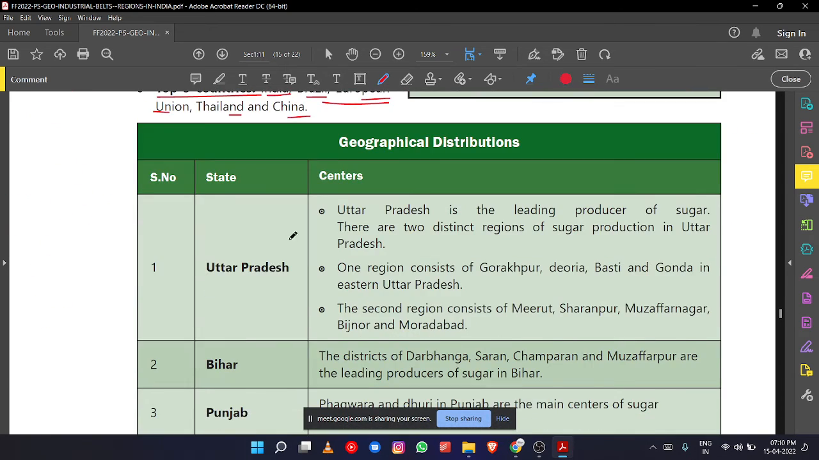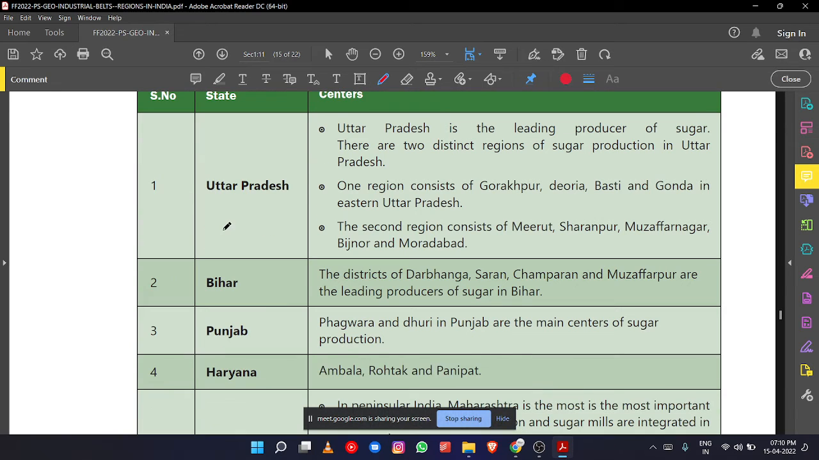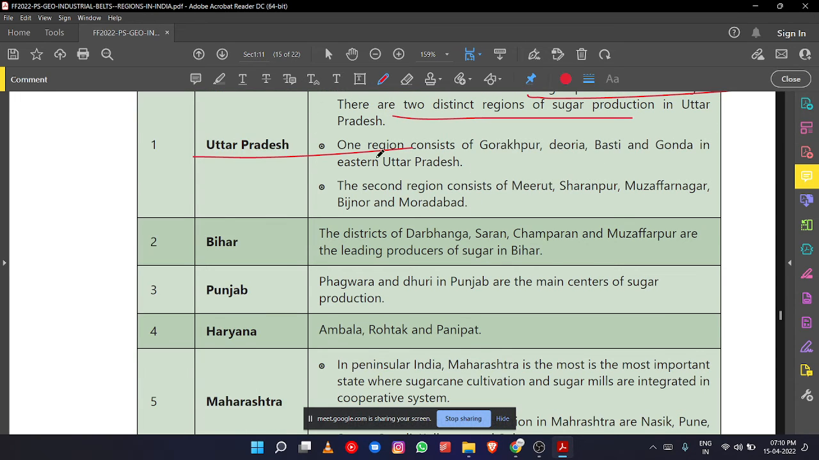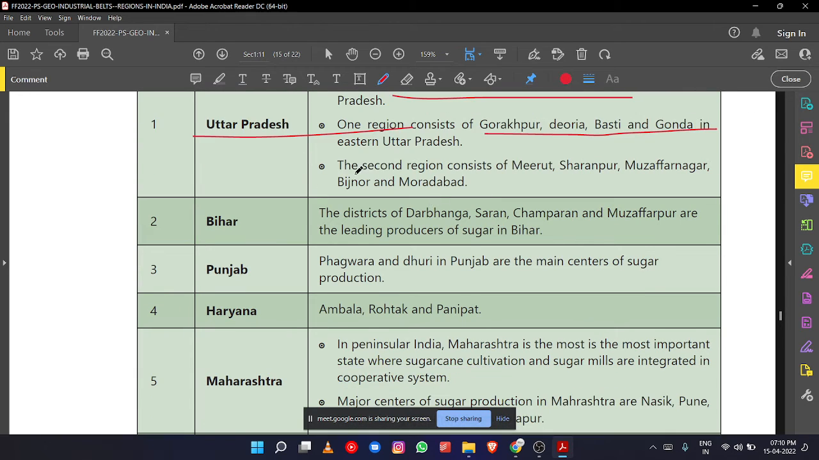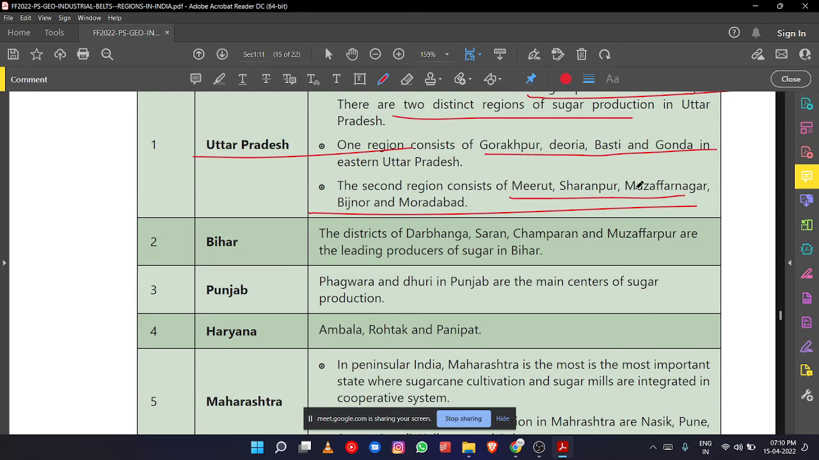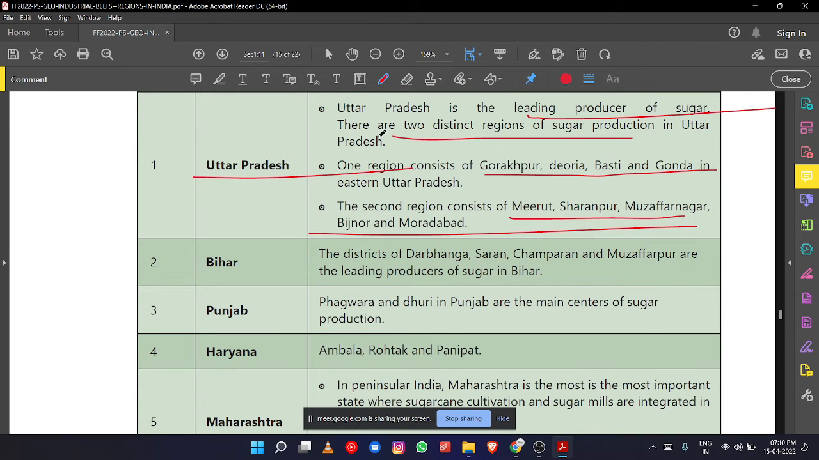Okay. If we see the geographical distribution of sugarcane producing states, Uttar Pradesh is the leading producer of sugar. Two distinct regions are there. One is Gorakhpur, Deoria, Basti and Gonda region. The second region is Meerut, Saharanpur, Muzaffarnagar, Bijnor and Moradabad region of Uttar Pradesh. It is the leading producer because of magnitude, the size of the state. But productivity wise, southern states have more.